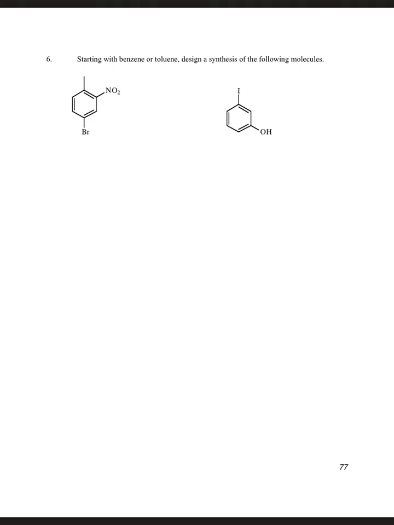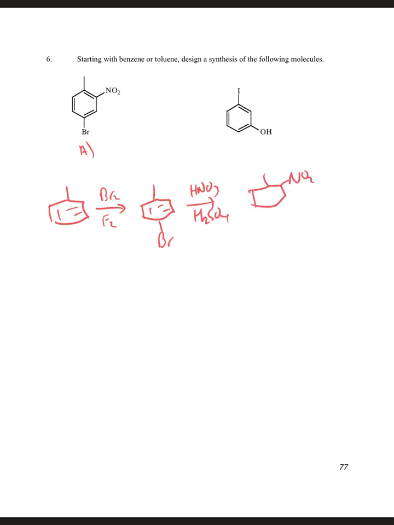And then the page of amines: starting with benzene or toluene, synthesize the following compounds. So this one, obviously, we would start with toluene to make compound A. So if we start with toluene, we're going to brominate it first with bromine and iron, which would predominantly give us the parabromo, and then that we could nitrate with nitric and sulfuric acid to make the orthonitro parabromo compound.